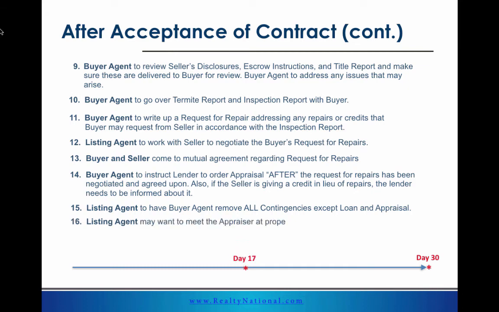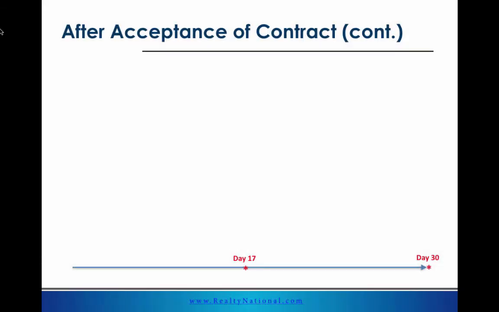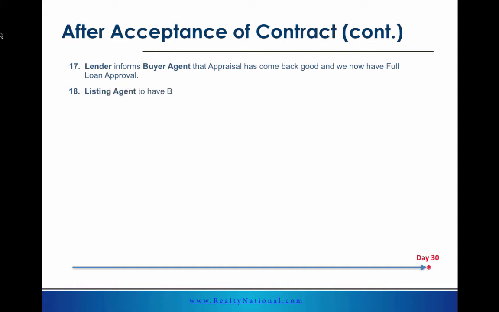If you're representing the seller and you have some concern of whether or not the property will appraise, you should probably meet the appraiser out at the property to discuss comparable sales and improvements made to the property. This could help the appraiser understand how the price was established. Once the appraisal is complete and comes in at value, the lender will submit it to their underwriting department, and within a day or two, we should have full loan approval. At this point, the listing agent should have the buyer's agent remove all contingencies. This would typically be day 21 in our contract.